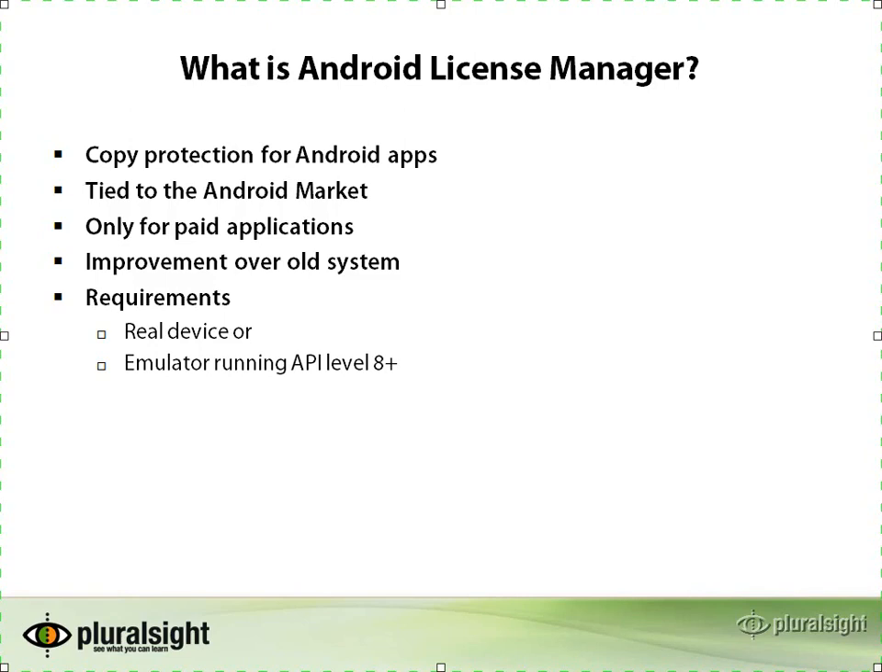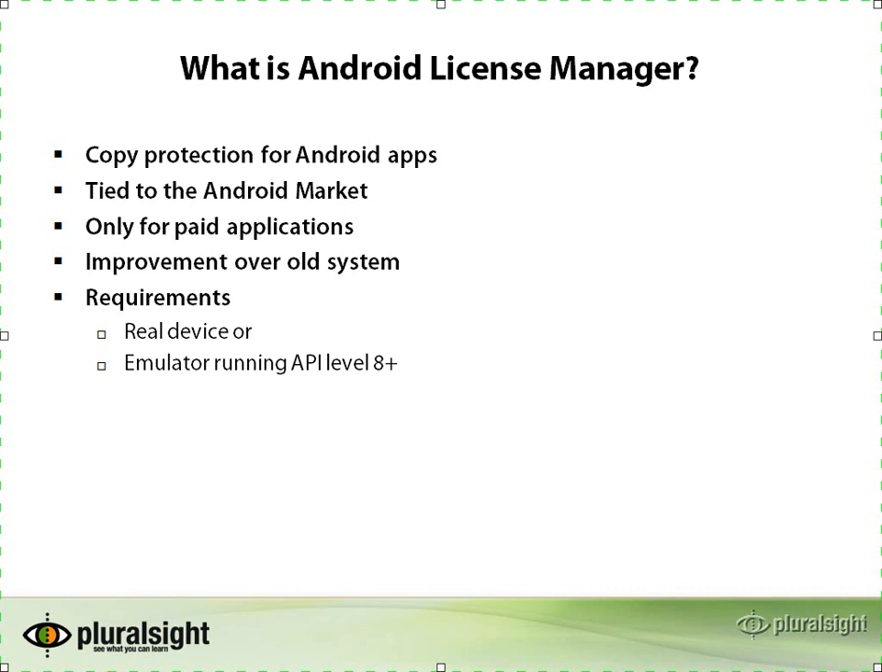So let's take a look at what the Android License Manager is. Well, in simple terms, it is basically just a copy protection system for Android applications. Now, there used to be another copy protection system that was just called Copy Protection. The way that it operated was that it required the user to install the app on the main device. They couldn't have it on an SD card. There were a lot of different restrictions on this.